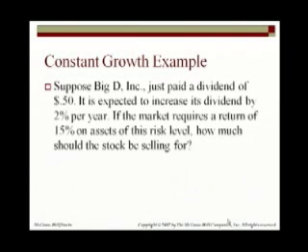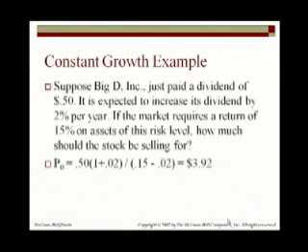The company's expected to increase its dividend by 2% per year, so the growth rate is 2%. The required return is 15%. We first map out the dividends. We're after the price at time 0, so the dividend at time 1 is D0 times 1 plus g, or 50 cents times 1.02, and then we divide that by r minus g, or 0.15 minus 0.02, and this stock in theory should sell for $3.92.